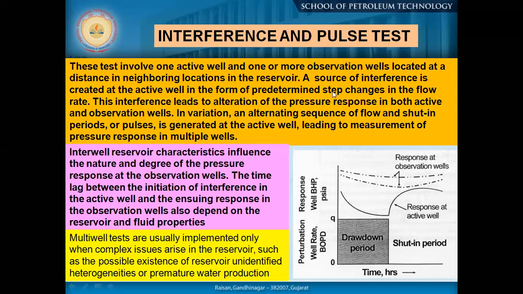Okay, so a source of interference is created at the active well. We allow a well to flow or maybe close a well so that the pressure pulse will move away from the well and go to the nearby well, which is the observation well. If you just see the graph here, the solid line is giving us the pressure behavior of the active well, where initially it was producing, and we have two responding observation wells, number one and number two. You see here, when we close it, it will take some time. There is a time lag for the response. Okay, so it is not immediately responding. It will take some time.